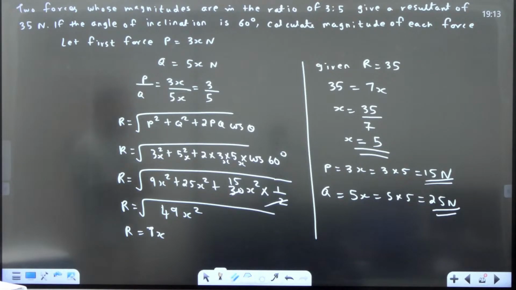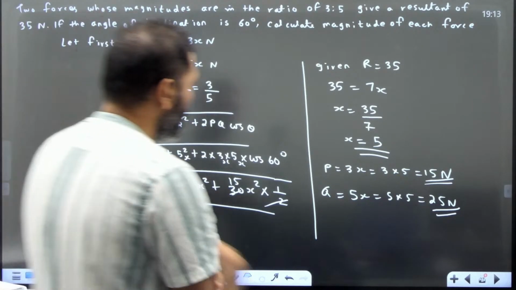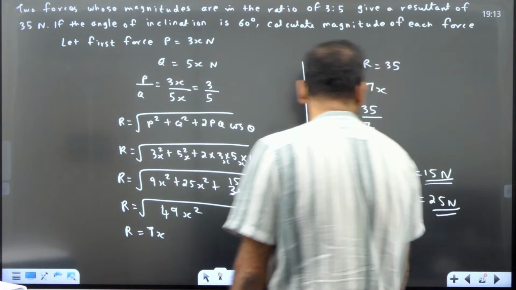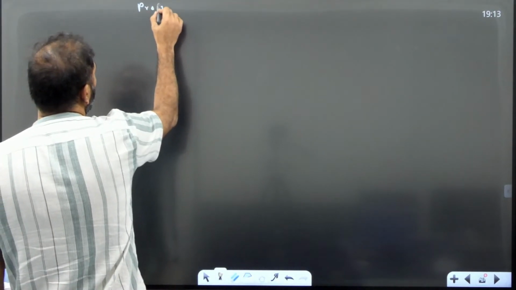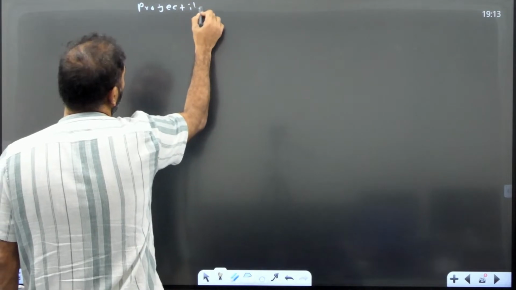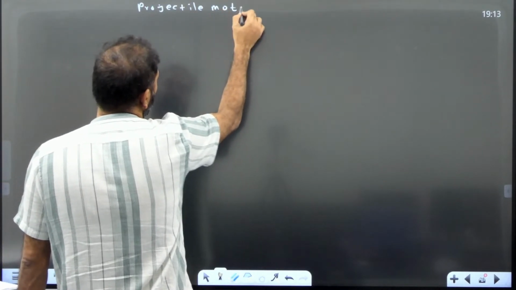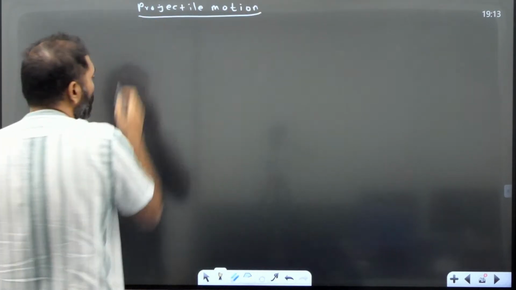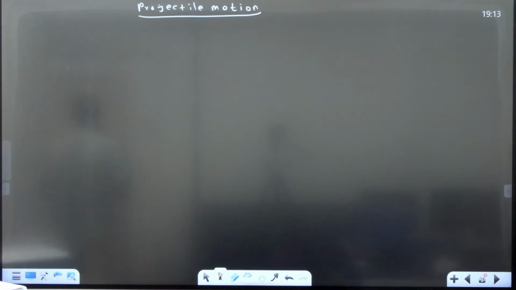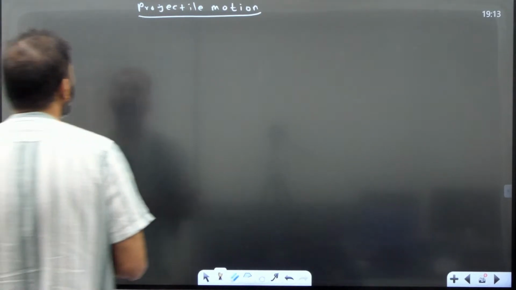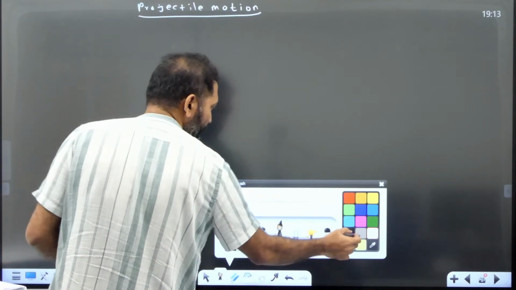Idea? Noted. Okay. Now let me take the most important topic, that is projectile motion. It's very important. It's a sure question. Projectile motion is the most important topic of +1 physics. It's a 100% sure question. Let's see projectile motion.